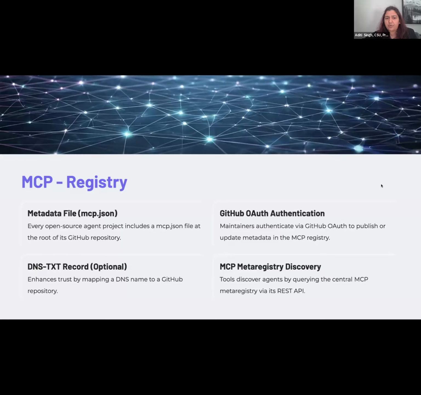MCP clients often poll the registries or mirror, cache the metadata locally, and serve users without relying on live calls to the central registry. Next slide, please.